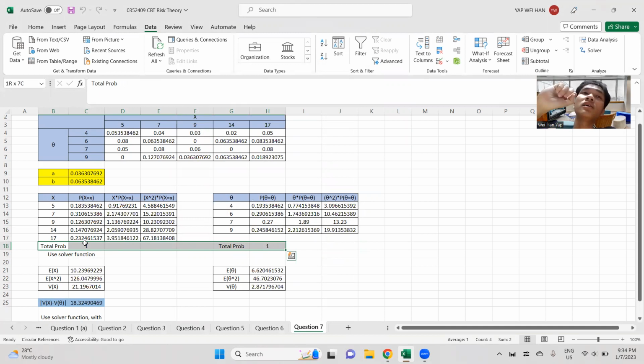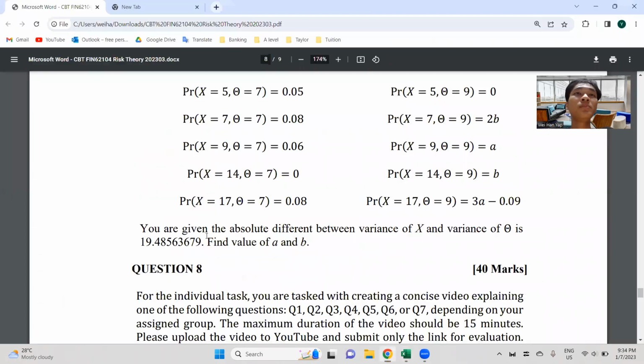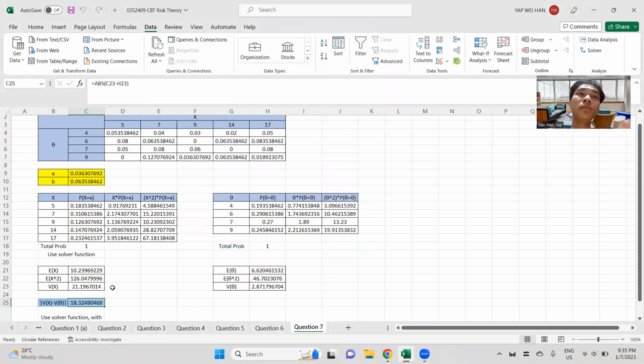So that's one trouble left. Now we can work on this one. The value should be 19.485663679, but what do we have? We have 18.3249, so it's very wrong here. So I think we can use another solver function.